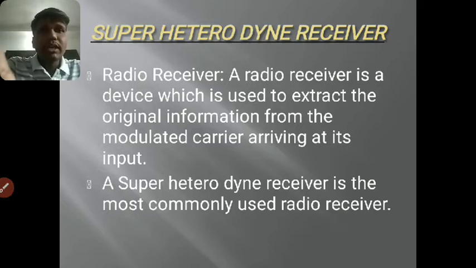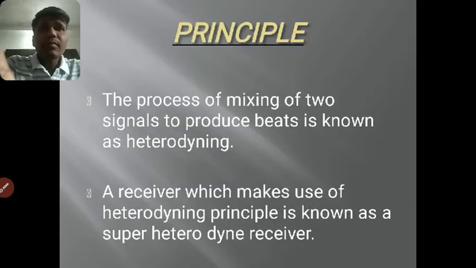The superheterodyne receiver is the most commonly used radio receiver. What is the principle of the superheterodyne receiver? The principle is the mixing of two signals to produce beats, which is known as heterodyning. A receiver that makes use of the heterodyning principle is known as a superheterodyne receiver.